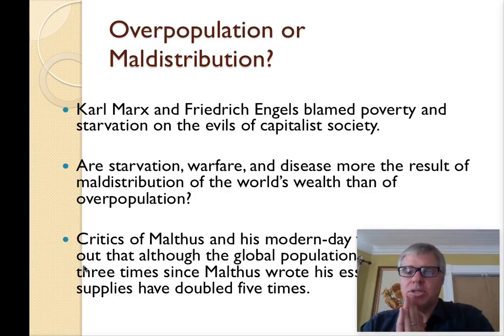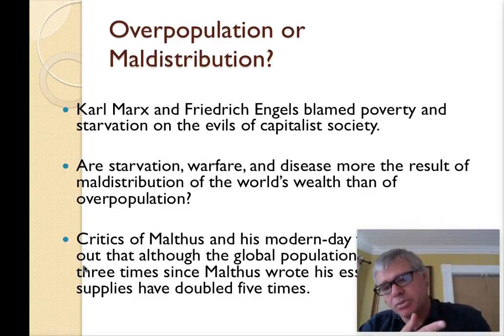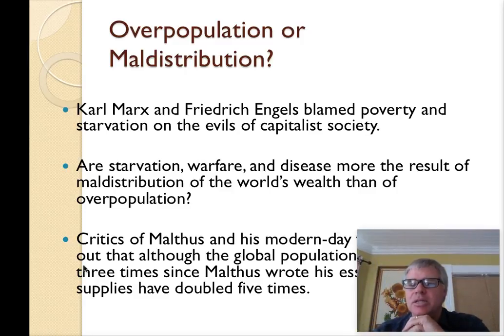Marx's idea is that when you see famine, he believes that there is enough food. He agrees with Mao, though Marx was born and died long before either Mao or Esther Boserup. But he does take the position that there is enough food in the world. He says the problem is it's not being divided up fairly or with any equality. So Marx and his friend Friedrich Engels blamed poverty and starvation essentially on the evils of capitalist society. Are starvation, warfare, and disease more the result of maldistribution of the world's wealth than of overpopulation? Well, that's what they argue.